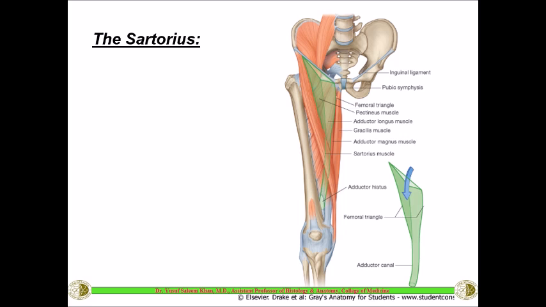So now we'll study these muscles one by one in detail. The first muscle is the Sartorius. So here you can see the whole muscle. This is the Sartorius muscle.